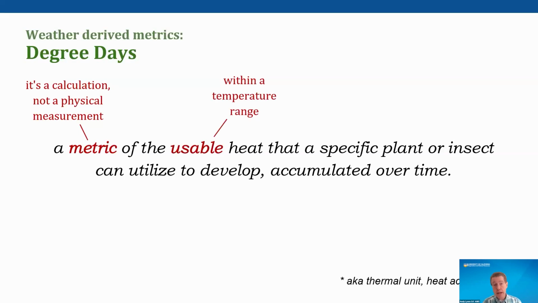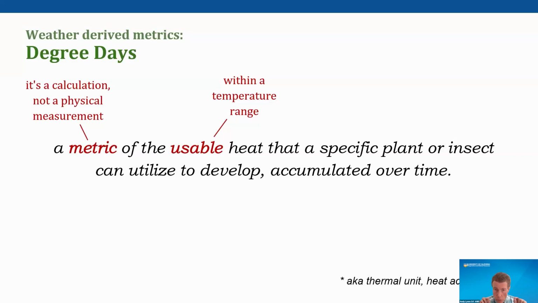Second, it's a metric of usable heat. So in other words, if it's really, really cold, your insect's not going to do much, right? Or your plant's not going to do much. Likewise, if it's super, super hot, the insect or the plant's probably going to shut down, right? Because it has to cool itself.